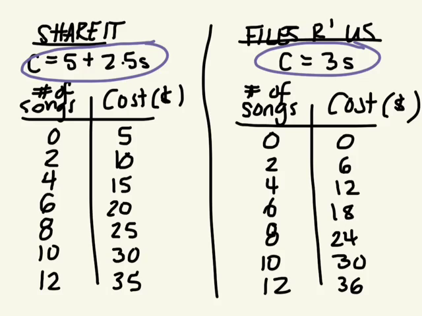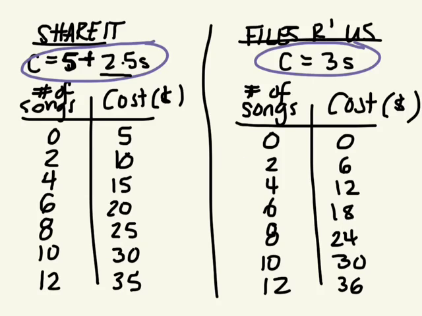Okay, so using the equation, we can fill in this table. For 2 songs, we know it's $2.50 for 1 song. 2 songs would cost $5. Plus, we have to add in this membership fee every single time, right? For Files Are Us, we're only paying $3 a song. So for 2 songs, $3 times 2, $6, and so on. Okay, so we have our table here.